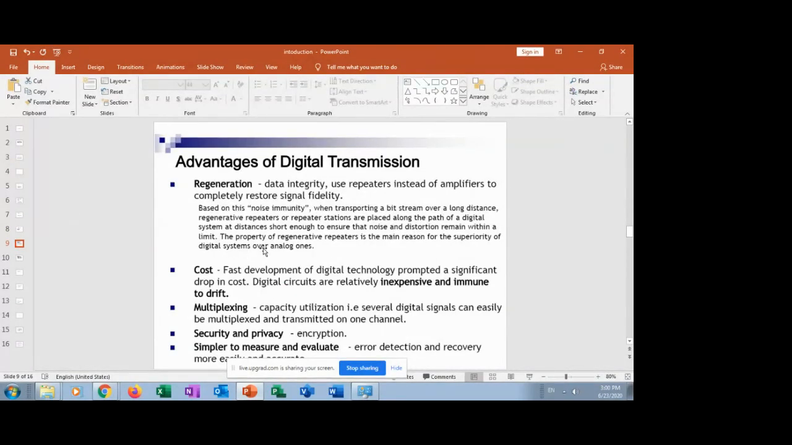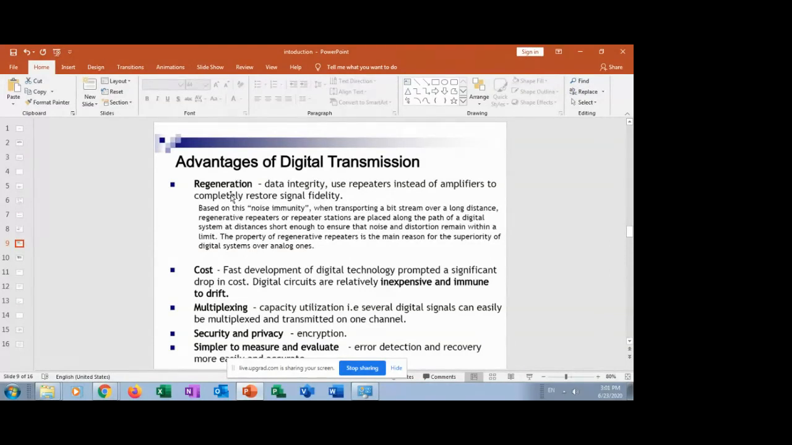Now let's see what the advantages of digital transmission are. First, regeneration. Regeneration means between transmitter and receiver. If you remember the basic analog block diagram, after transmitting the signal, between transmitter and receiver there is a channel. For long distance communication there are repeaters. In digital communication also there are repeaters, but here they are regenerative repeaters, because the data is in digital format.